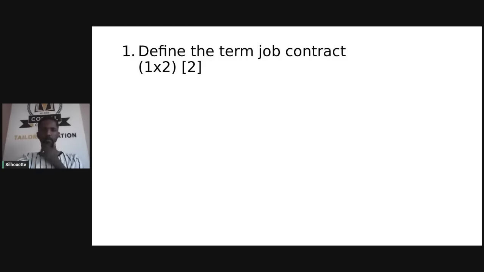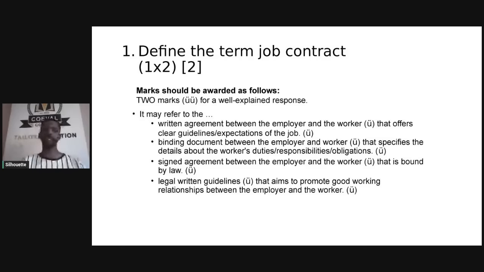Okay. So the first question that you'll get is: define the term job contract. Here you are defining. So the mark allocation is 1 times 2. In this case, you give the meaning, because you are defining, and then the second mark will go to the example. So the meaning, and then you give an example. That example will be the second mark.